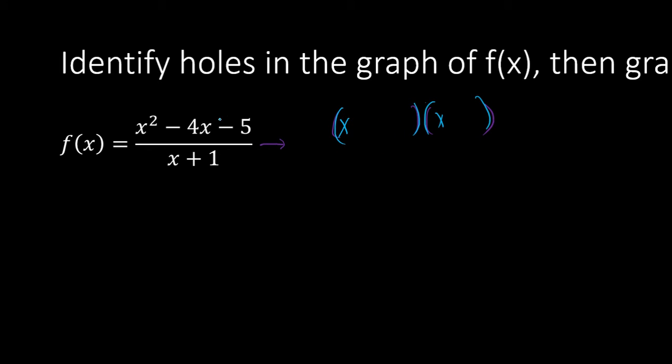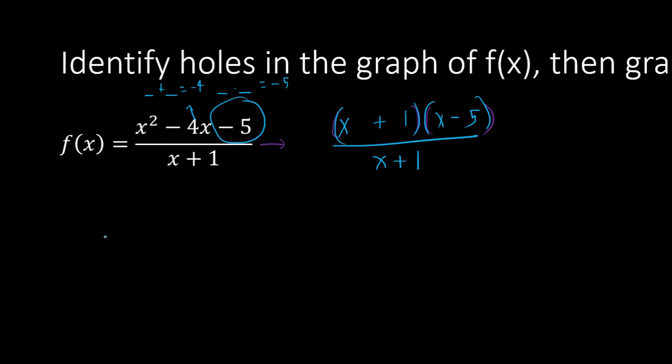framework here. I consider the number -5. What times what equals -5? And using the same numbers, what plus what equals -4? Well, if I take -5 and +1 and add them together, I get -4. If I multiply them together, I get -5. So here is my factored expression.